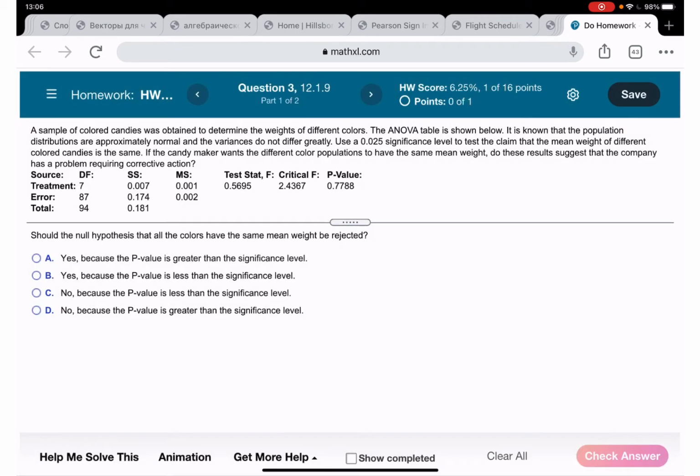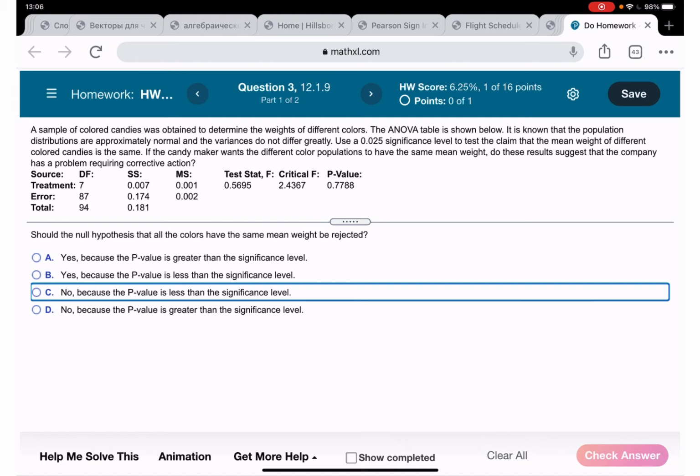Okay. Moving to question number 3. Let's see what we have here. A sample of colored candles was obtained to determine the weight of different colors. The ANOVA table is shown below. Just to remind you, the ANOVA table is a technique used to test the equality of means for several samples. Here we have source, treatment, error.